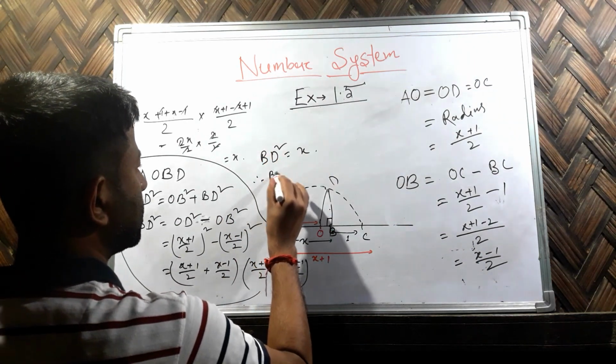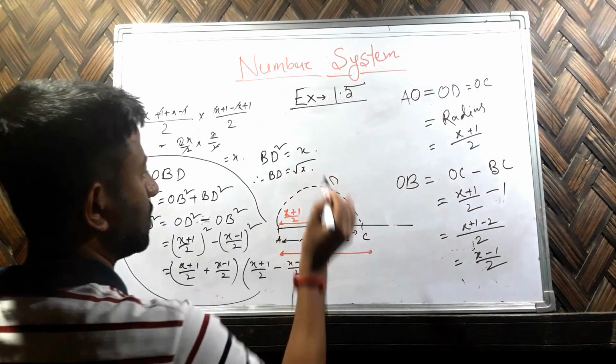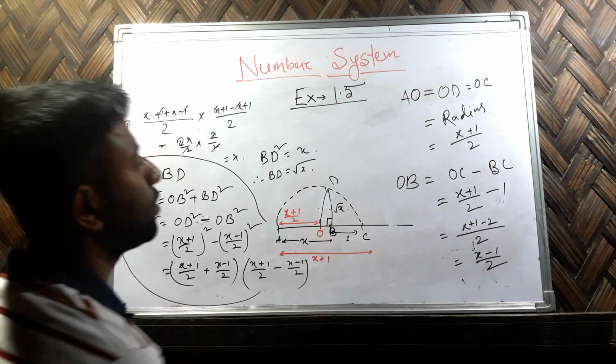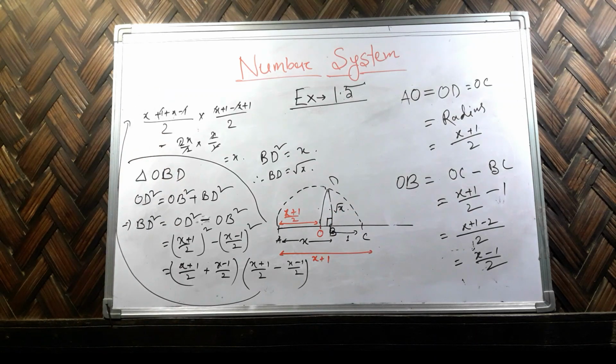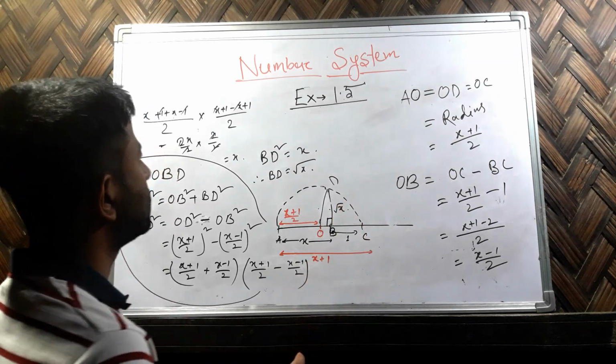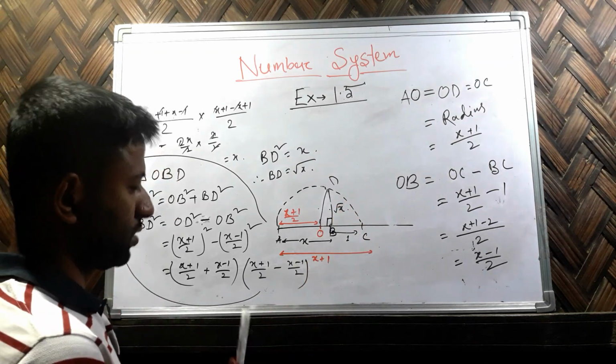So BD equal to what? Root x. So this BD is coming how much? This root x. Okay. So in this manner, instead of this one, if I remove this one with respect to this, what will be this term?